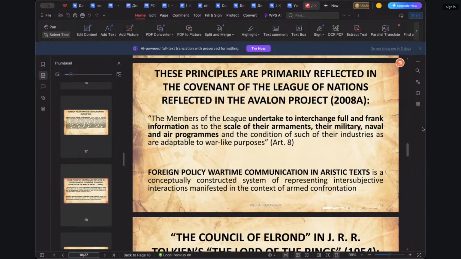It serves as a political tool of mutual trust and fosters open dialogue. Such a construction contributes to strengthening international oversight and preventing conflict by removing information barriers. Lexical units from the military register, "scale of the armaments," "their military, naval, and air programs," specify the object of potential threat, which in the context of foreign policy wartime communication becomes the subject of coordinated interstate monitoring.